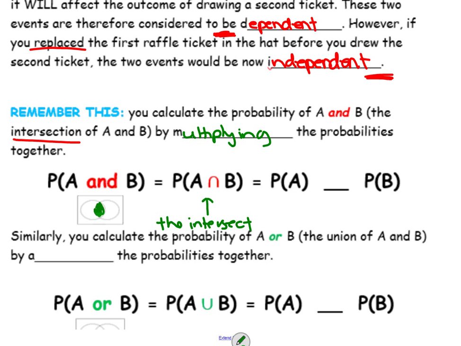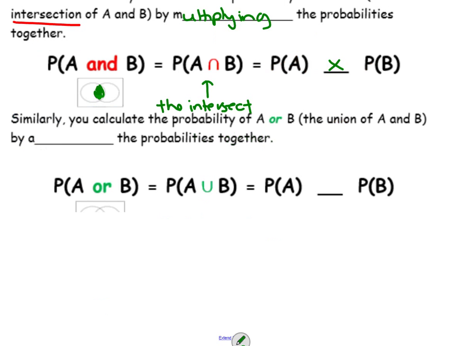Which equals the probability of A multiplied by the probability of B. So in a lot of your exercises in this section, you'll be multiplying probabilities together.